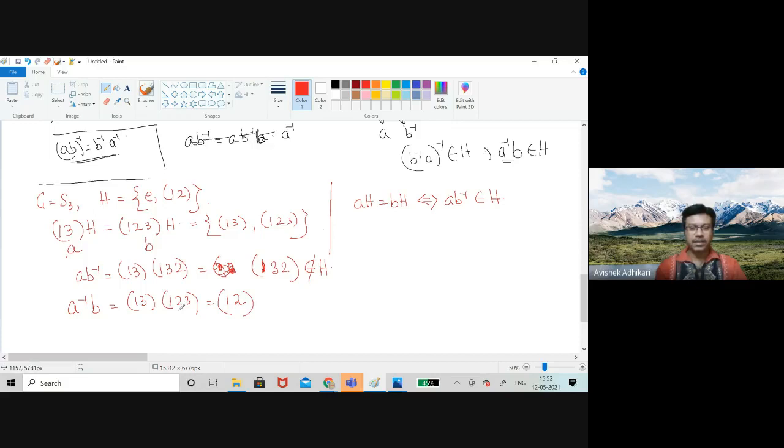Is it correct? 1 goes to 2 and 2 goes to 2. So 1 goes to 2, 2 goes to 3 and 3 goes to 1. So 2 goes to 1. Okay, then what is happening? And 1 2 is not within this set. 1 2, okay, 1 2 is within H. Yeah, so 1 2 is within H. So it's happening perfectly.